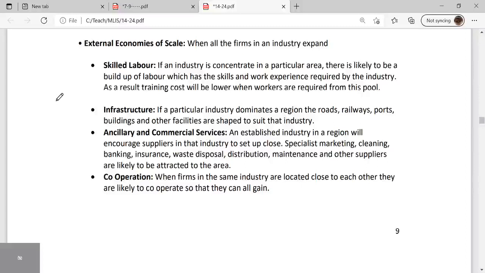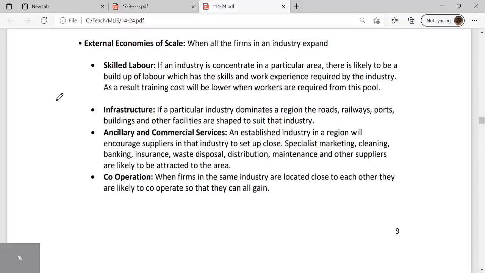Next, infrastructure. Infrastructure includes roads, bridges and railways. If these are developed by the government, all the firms in that region will enjoy the improved roads and bridges. So again, there's a chance of reducing average cost.